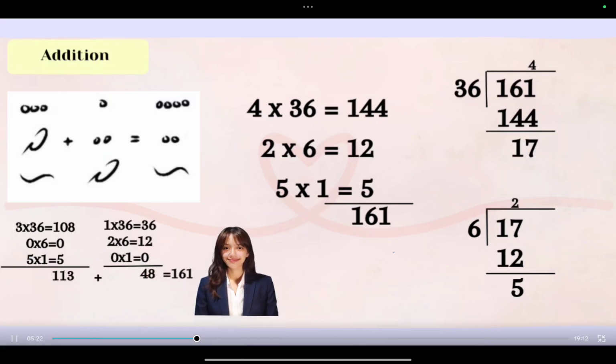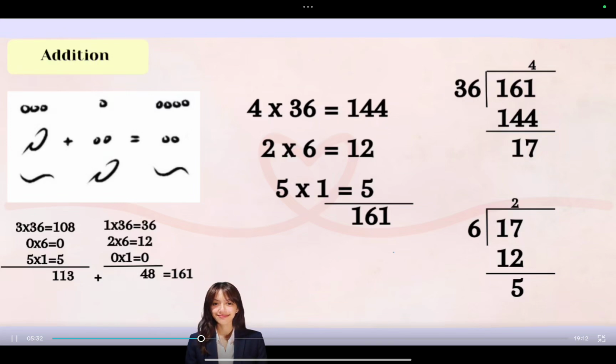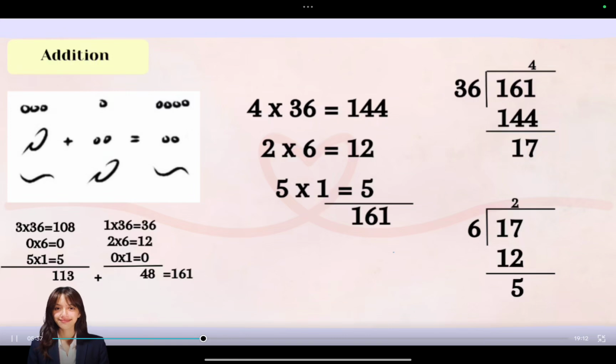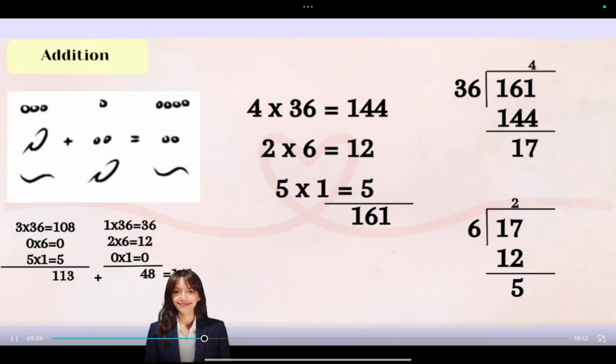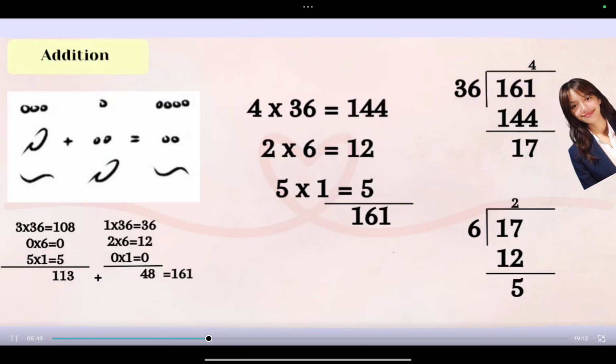For 120, 1 times 36 is equal to 36, 2 times 6 is equal to 12, and 0 times 1 is equal to 0. Adding the 3 up will equal 48. Now we will add the results. 113 plus 48 is equal to 161 base 10. Now we will need the base 6, so we will convert 161 back into base 6. We divide by place values of 6, wherein 161 divided by 36 is equal to 4, remainder 17.